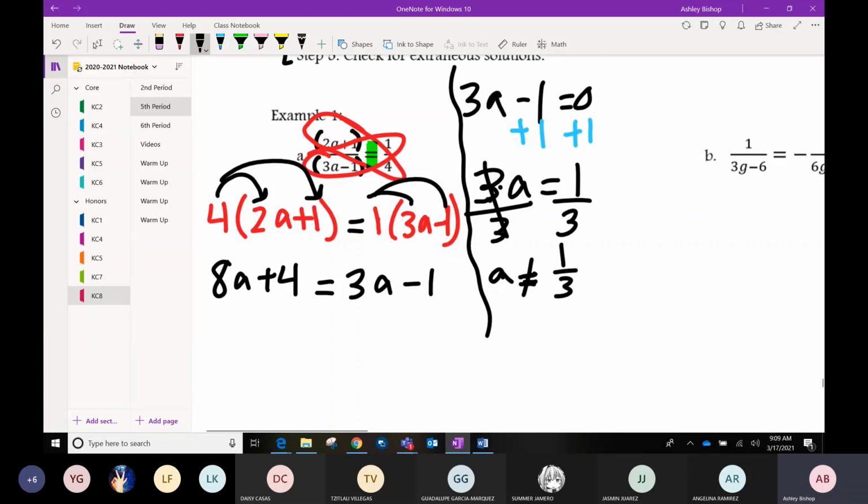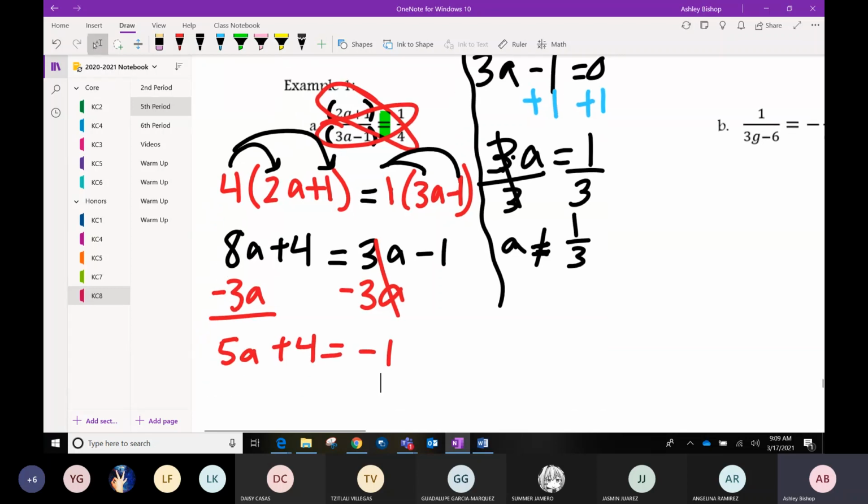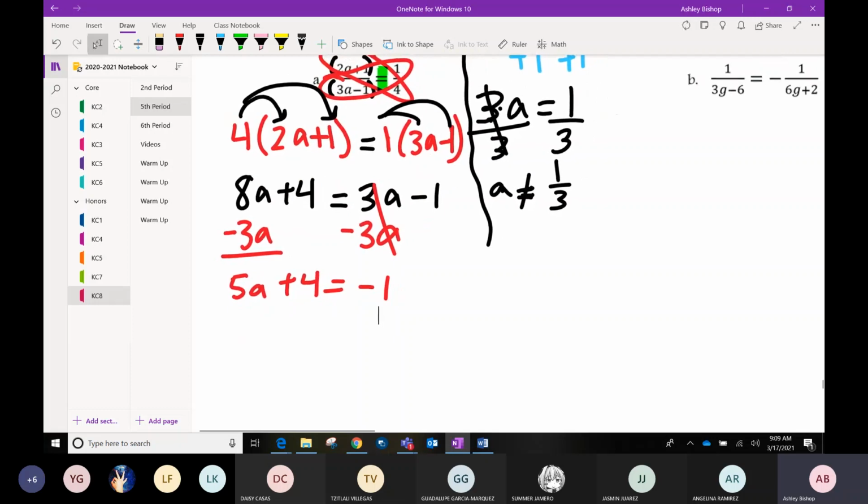You guys definitely know how to do this stuff. I'm going to subtract the 3a from both sides. And so I have 5a plus 4 equals negative 1. And then you need to get all of your numbers on one side. So I'm going to subtract 4 from both sides, so that I have 5a is equal to negative 1 minus 4, which is negative 5.